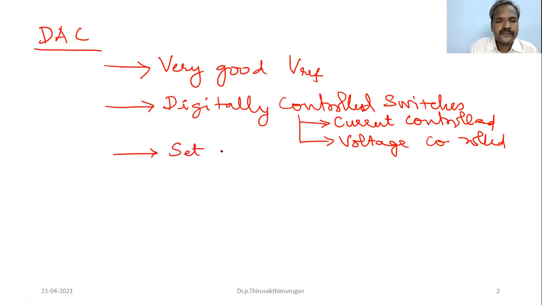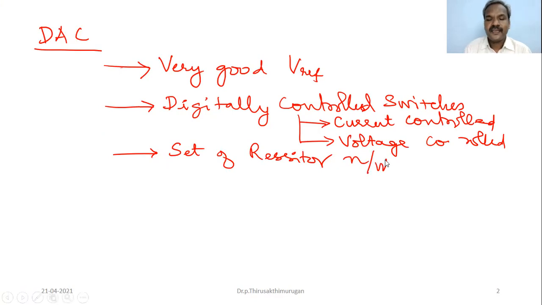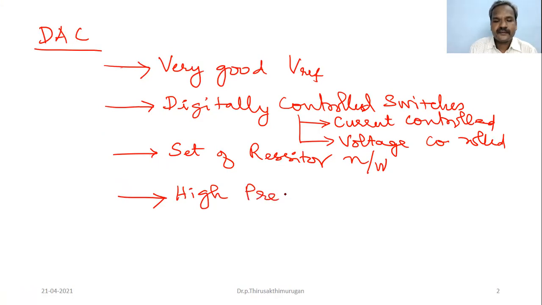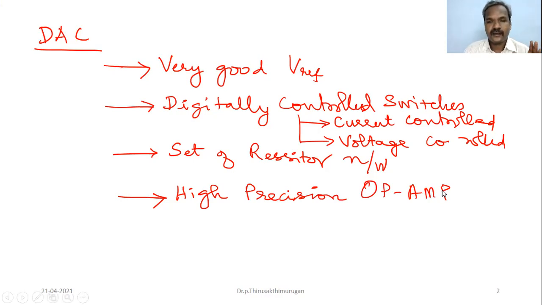The third one is a set of resistor networks. Then the fourth and foremost thing is a good operational amplifier, a high precision operational amplifier. So these four components are necessary to construct a DAC.